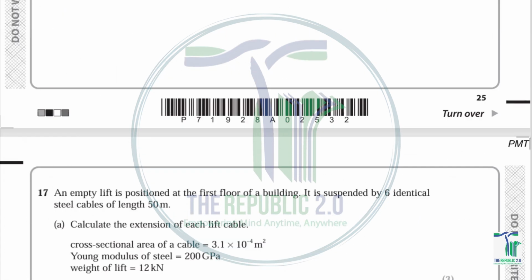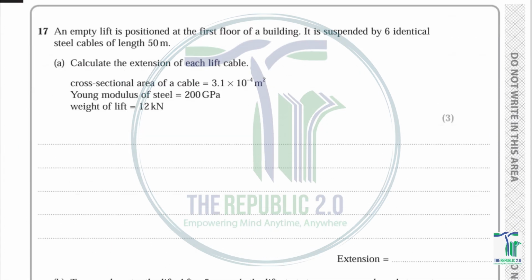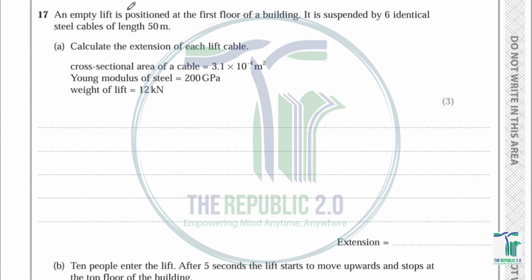Okay, now we have this question number 17. In question number 17, a lift is positioned at the first floor of the building. It is suspended by 6 identical steel cables of length 50 meters. Calculate the extension in each of the lift cables. Extension means we need to calculate delta X. The cross-sectional area of the cable is this. The Young modulus of the steel is 200 gigapascals. And then we have the weight of the lift as well, and the weight of the lift is this.